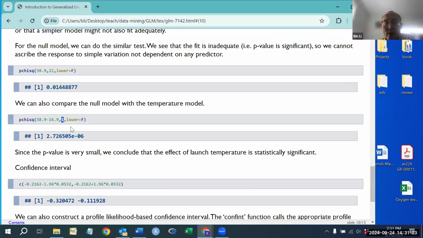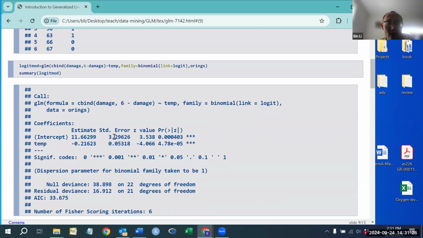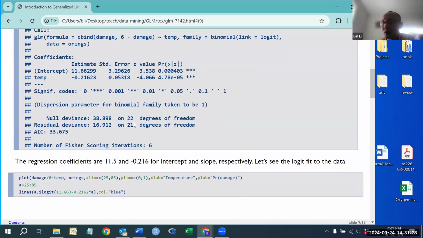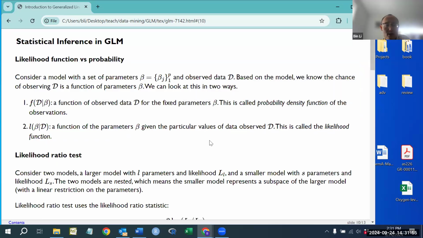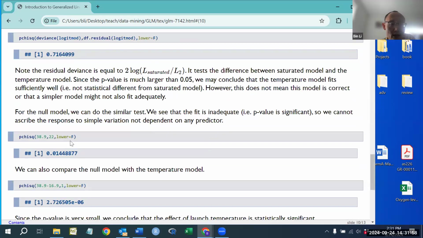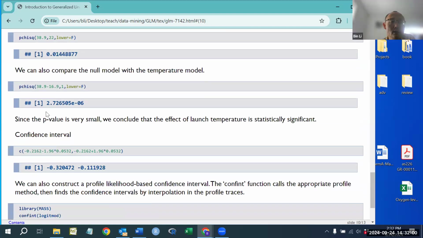Why is it 1? Because the degree of freedom difference between these two models is 1. This is the null model, and this is the temperature model. So you can see the degree of freedom is 22 against 21, so there's only 1 difference. That makes sense because the only difference between the intercept only model and the temperature model is we added 1 variable, that's temperature. So the degree of freedom should be 1, right? So that's why here I'm running the chi-square.